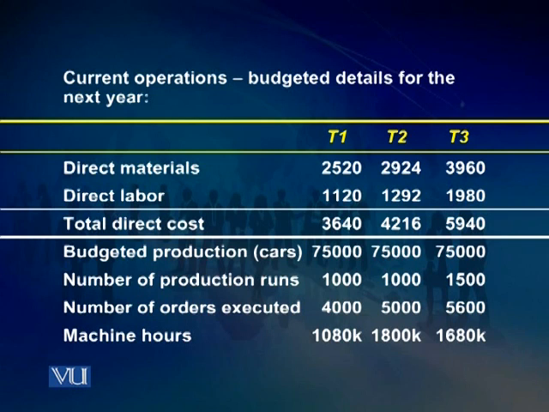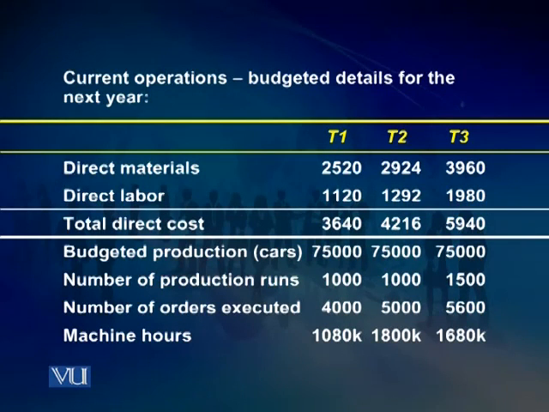This means that they expect in one run for T1 car to produce 75 cars. So one run is going to produce 75 cars. There will be 1,000 runs in order to produce 75,000 cars. The same is for T2, but for T3, they expect that 75,000 cars will be produced in 1,500 production runs. Number of orders executed, they expect 4,000 orders for T1, 5,000 for T2, and 5,600 for T3.